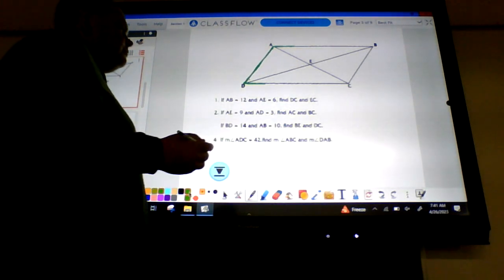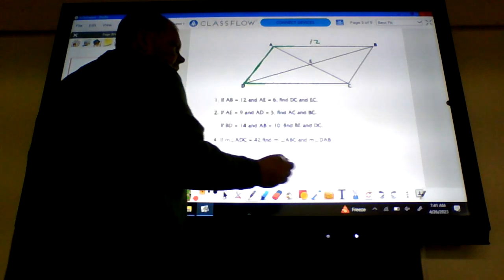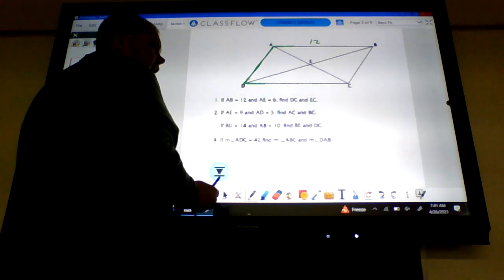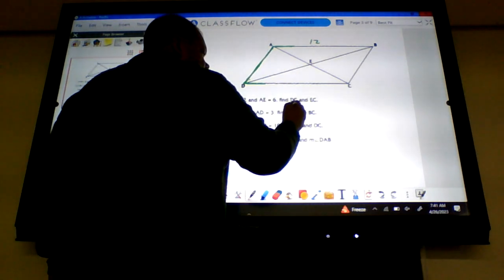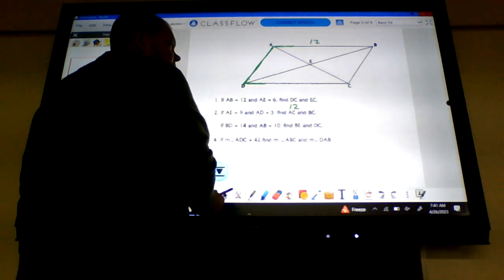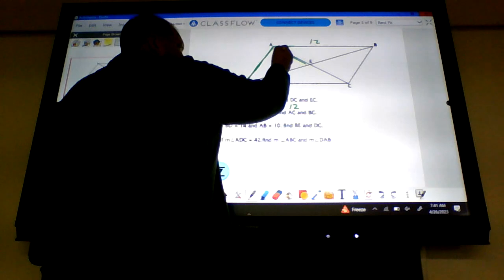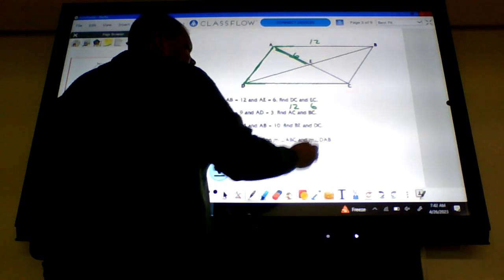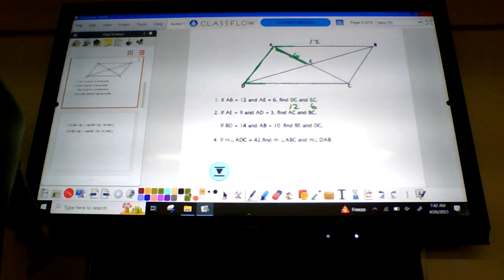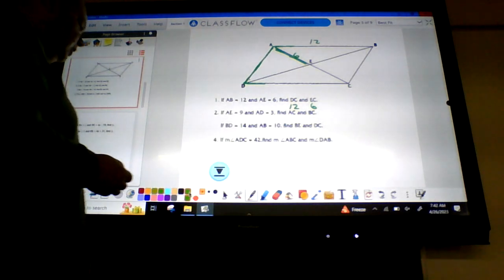As we look through these problems, for number 1, if AB is 12, remember that your opposite side is going to be the same as well. Okay, so if AB is 12, DC down here at the bottom is going to be 12. Now, the diagonals bisect each other. So if AE inside of here is 6, then EC is going to be 6 as well. Okay, so the diagonals are not necessarily the same as a whole, but they're going to be split in half when they cross.